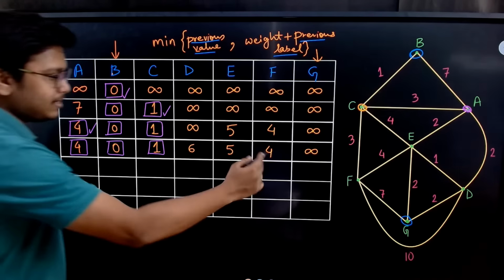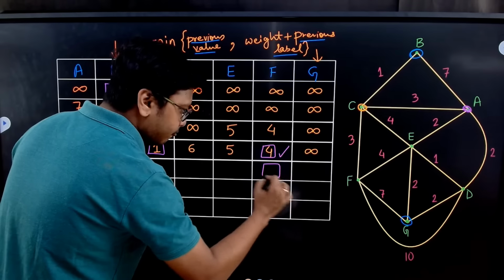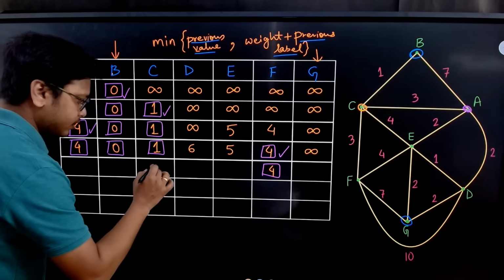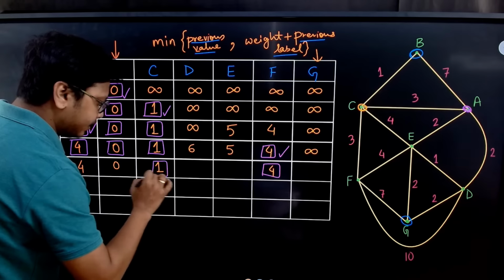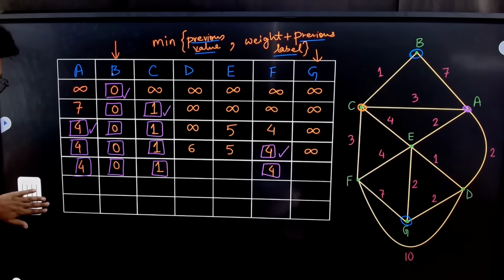We can see the minimum in this row is this 4, and we put a tick beside it, and we're going to fill it up for the next calculation. 1, 0, 4. Put a box around all of them and move on with our calculation.